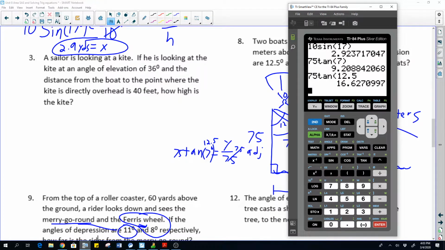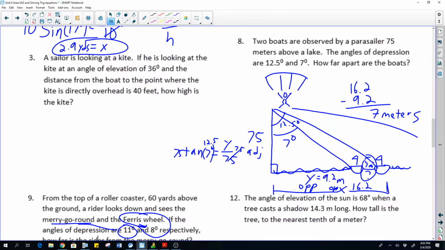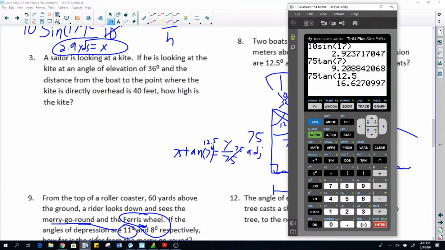16.62 new bold, silly. Oh, sorry. So 16.62. Not going to be that easy, new bold. Sorry. Okay, so it's 16.6 minus 9.2. That's going to change their answer. I thought it'd be nice, and that's okay.